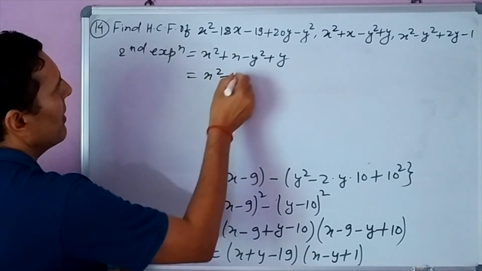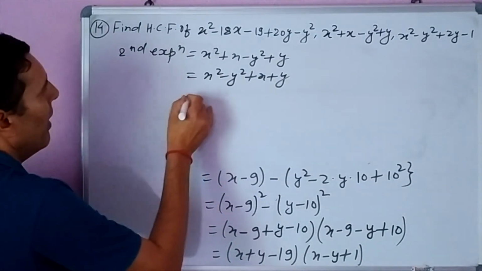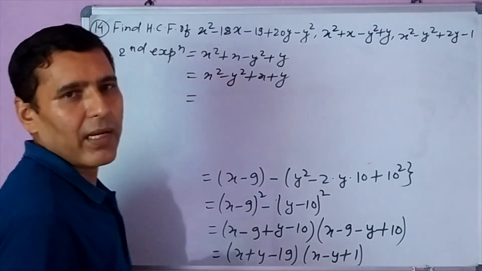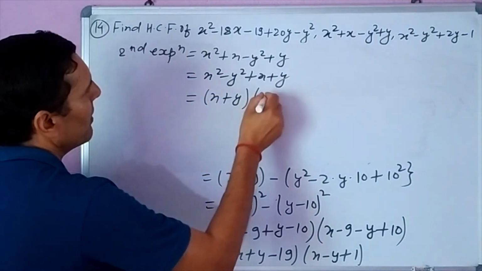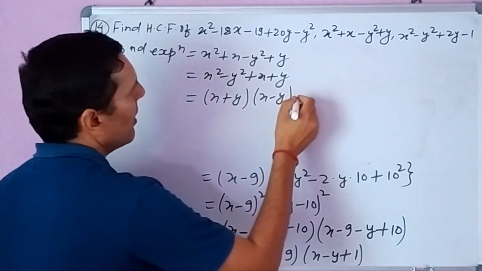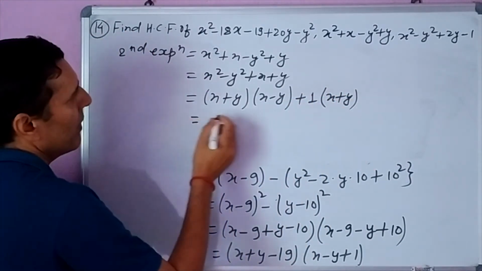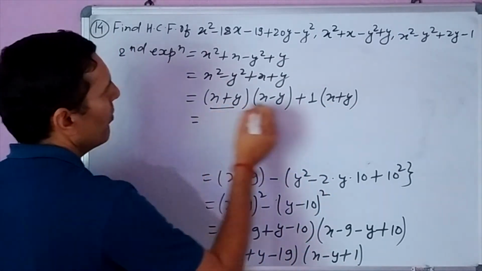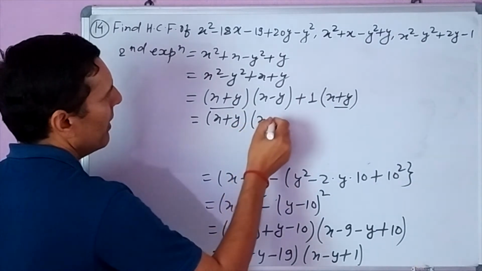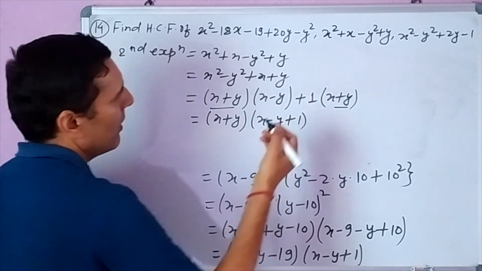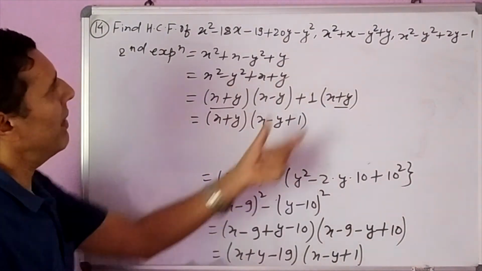x square minus y square plus x plus y. We arrange the terms like this. And we use the formula of a square minus b square in x square minus y square. It is x plus y times x minus y. In the last two terms, we can take one common, so it is x plus y. So now we have x plus y common in both the terms, and what is remaining? Here x minus y and here plus 1. So in this way, we could factorize this second expression very easily.